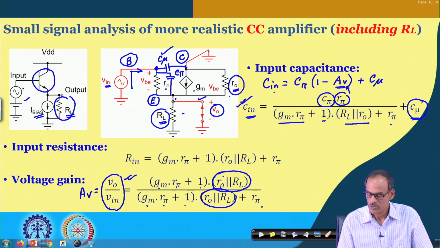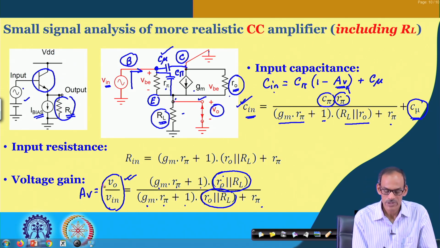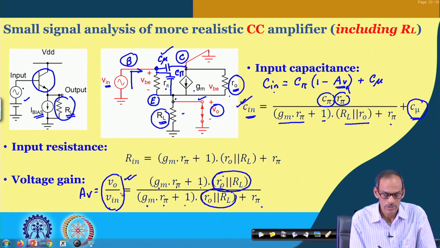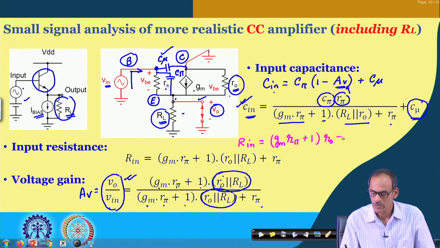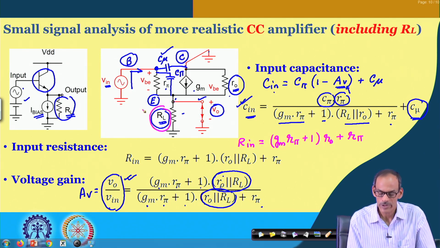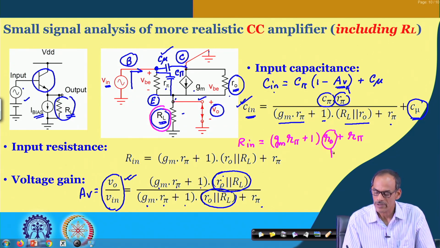Likewise, when you consider the input resistance, if you recall the previous expression without considering this RL, it was R in equal to Gm into R pi plus 1 into R naught, plus R pi. Now, in the presence of this RL, again, instead of R naught here, we need to replace it by R naught in parallel with RL.